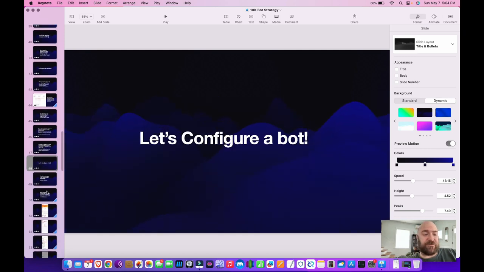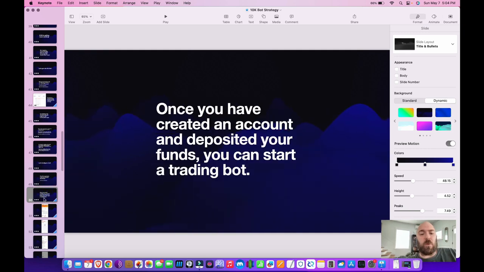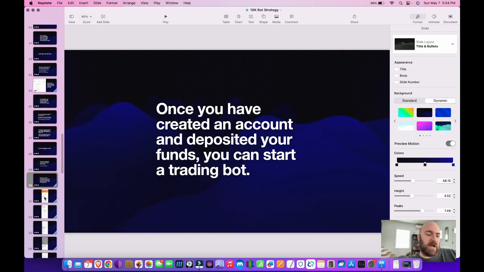So let's go ahead and configure a bot. For this example, I'm going to use the Pionex exchange. Once you've created an account and deposited your initial funds, you can start the trading bot. Heads up, you'll need to have your funds in USDT or some kind of stablecoin that trades against the coin in question.